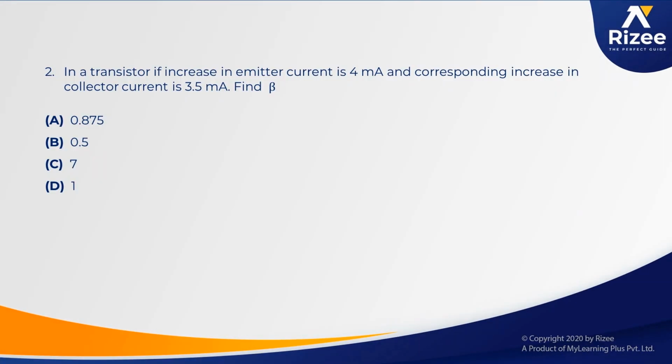The type of question he is asking is, for a transistor, if there is an increase in emitter current, that is delta IE, he is increasing it by 4 milliamperes. The corresponding increase in the collector current, that is delta IC, is this one. He is asking for beta. Basically, what is the formula for beta? Beta is equal to change in IC, the collector current, by change in base current.